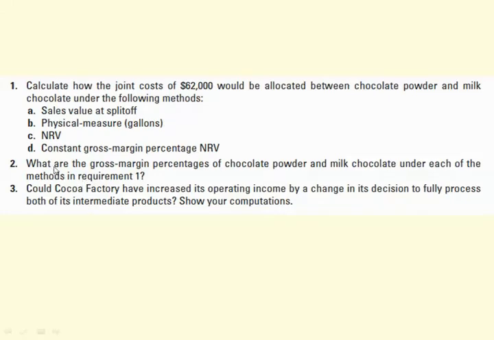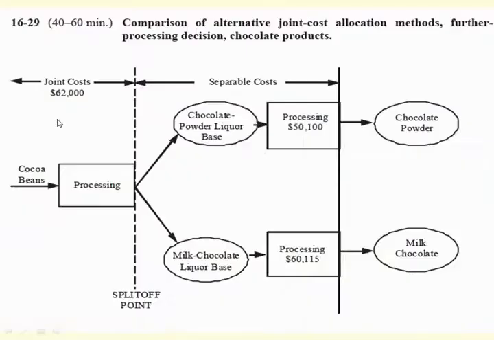Requirement number 2. What are the gross margin percentages of chocolate powder and milk chocolate under each of the methods in requirement 1? Here in requirement 1, we allocated joint cost based on sales value. Let's now calculate gross margin percentage under the first method, sales value at split off.